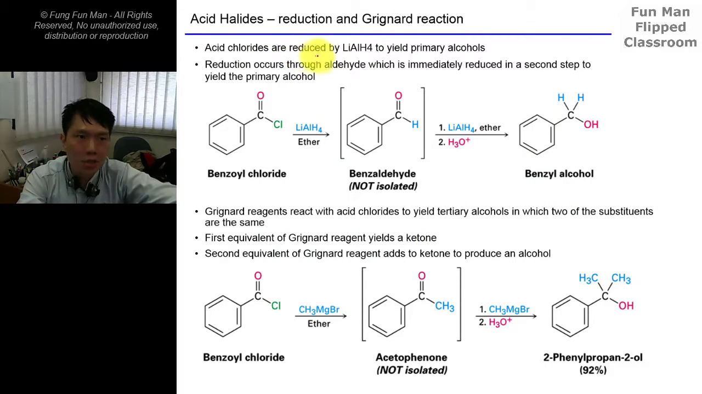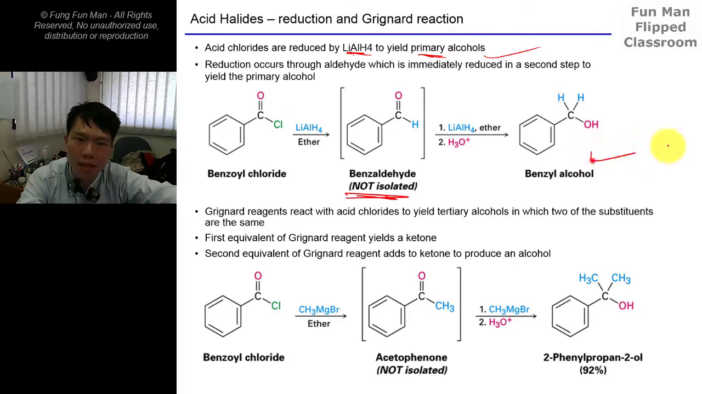Now acid chlorides are reduced by lithium aluminum hydride, a very good reducing agent that I've mentioned many times before, to get primary alcohol. The reason is because in the first step, the hydride equivalent goes in, kicks out the chloride, and you get the aldehyde, but we know that it won't be isolated because this can be further attacked by the second equivalent of the hydride, and you get back the primary alcohol, because you know aldehyde, when you reduce it, gives primary alcohol.